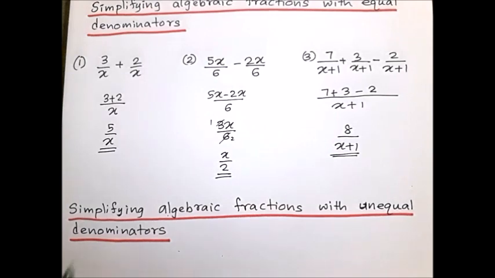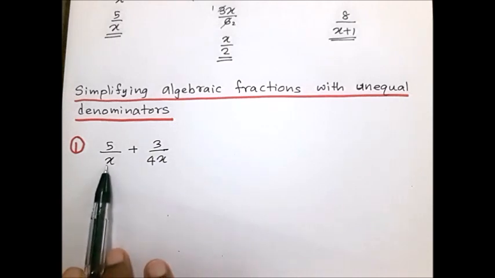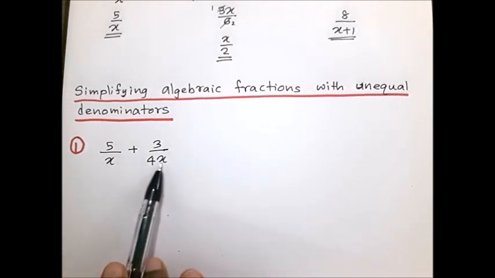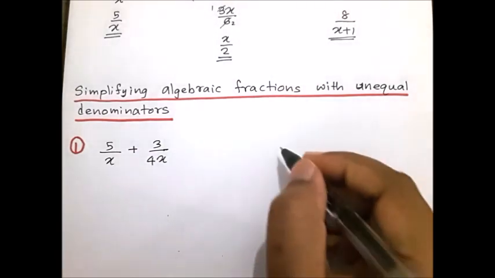In grade 10, you have to learn to simplify algebraic fractions with unequal denominators. So I am going to explain some examples for this topic. Let's start with the first example. Here the denominator is x and here the denominator is 4x. You have to take the LCM of these denominators.